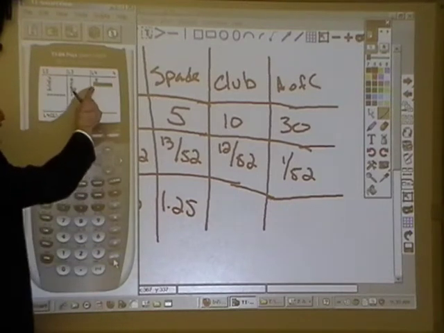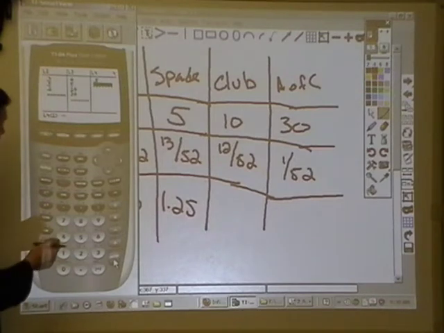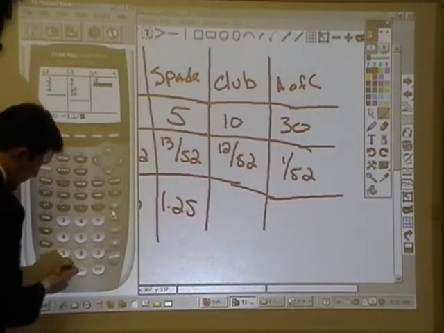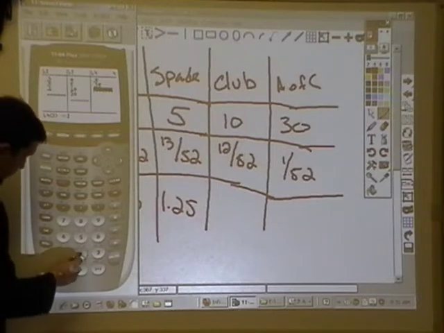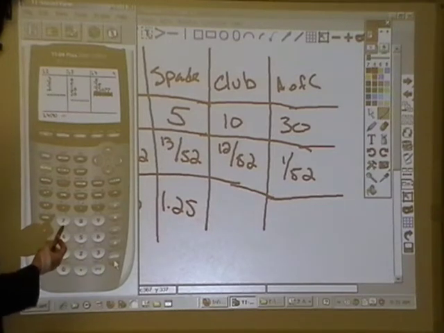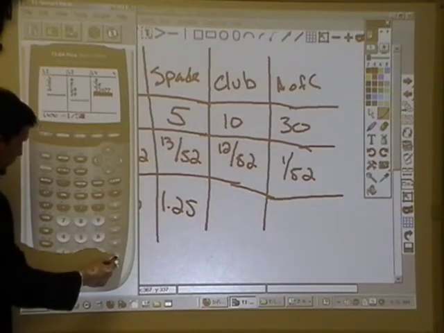Look, it says 0.5. Not like you can see on the blurry screen, but because you're doing this with me, your calculator says 0.5. Okay, $5 is 13 divided by 52. $10 is 12 divided by 52. And $30 is 1 divided by 52.